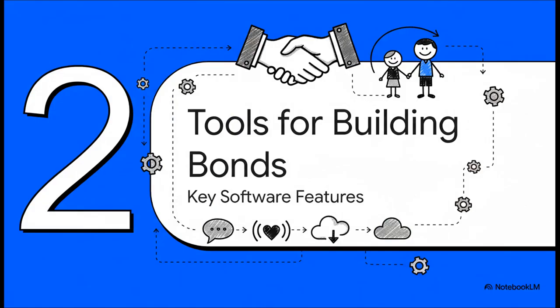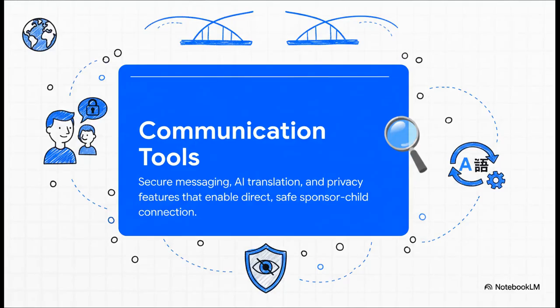Okay, so we've established it. Relationships are everything. Now for section 2, let's look at the tools for building bonds. We're shifting from the why to the what, the specific software features that actually make these powerful connections happen. First on the list, communication tools. Think of these as the digital bridges connecting sponsors and kids. We're talking about secure messaging platforms, AI translation that can tear down language barriers, and of course, super important privacy features to keep everyone safe. It's all about enabling that direct connection, but doing it responsibly.